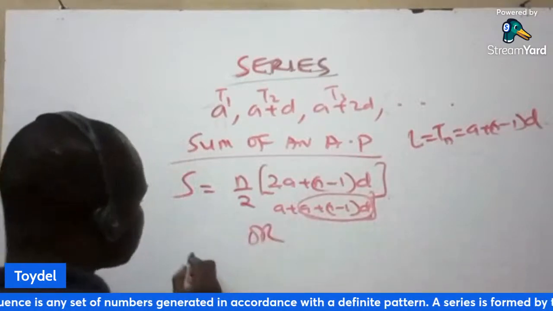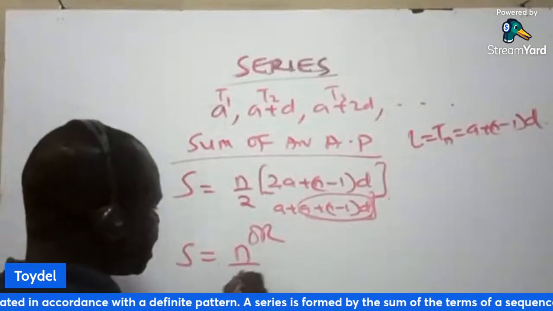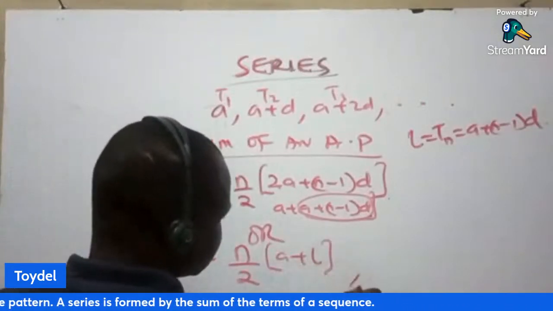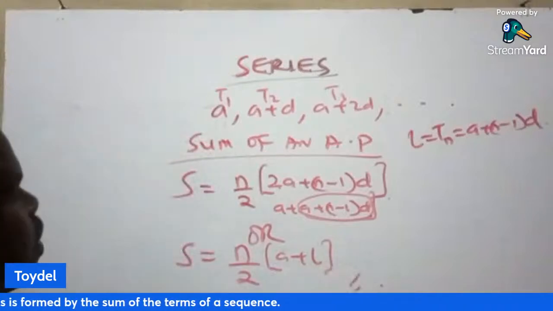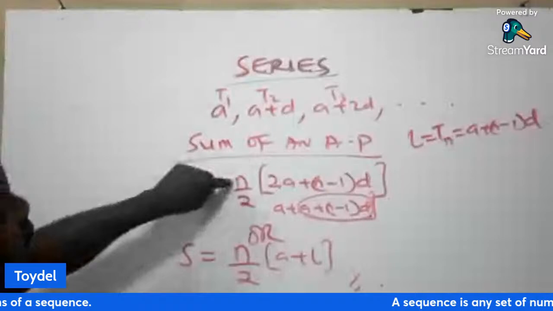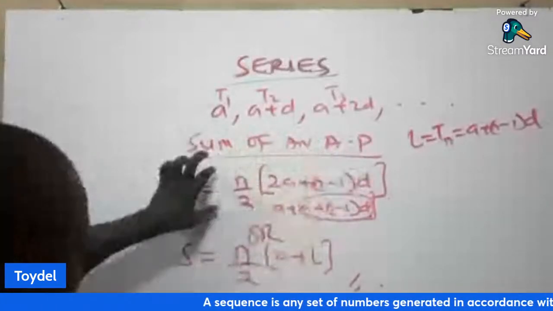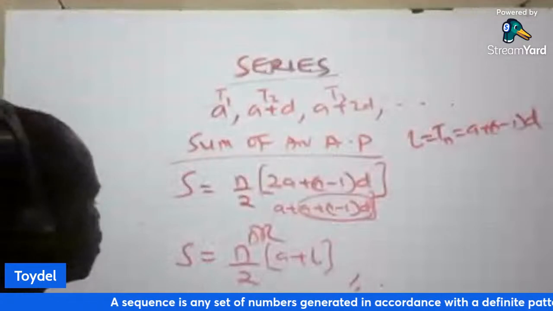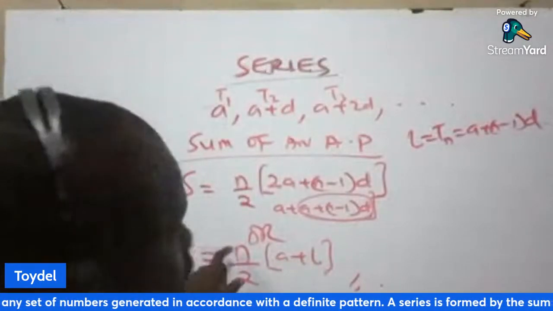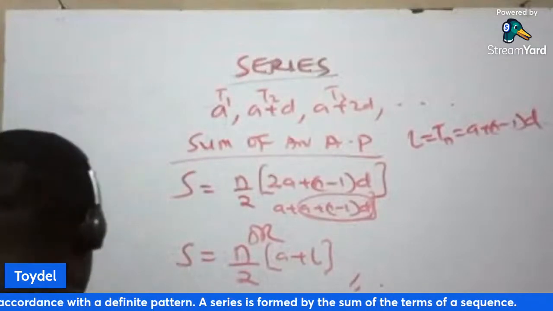So we can also say that the sum of an AP can be given as n all over 2 into bracket a plus l. Still the same thing. So depending on the nature of the question, if you are given the nth term, the first term and common difference, then go ahead and use the first formula. But in a situation whereby you are given the first and the last term, and you are required to find the number of terms in that sequence, then you can apply the second formula.